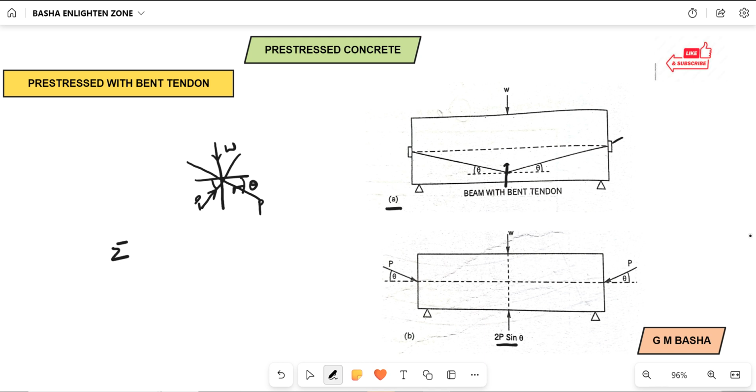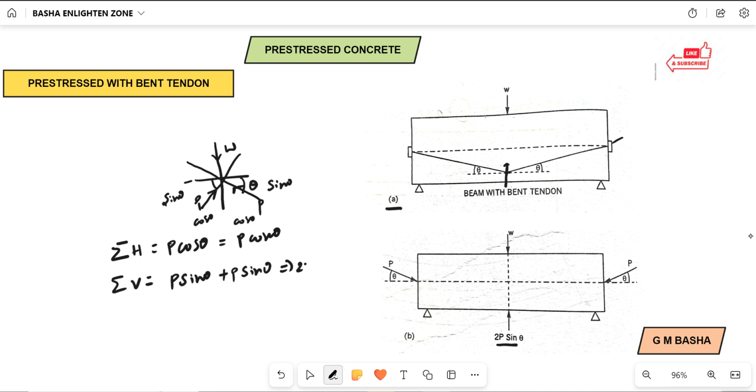If we are resolving horizontally, theta opposite will be sine and adjacent will be cos theta. Similarly here, opposite will be sine and adjacent will be cos theta. So resolving horizontally gives P cos theta, and both P cos theta are equal in the horizontal direction. Resolving vertically, P sin theta, W will be acting downwards and this will be acting upwards, and again resolving this one plus P sin theta, totally you will get 2P sin theta.